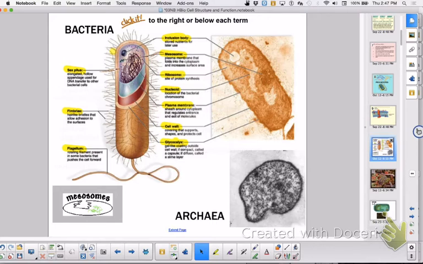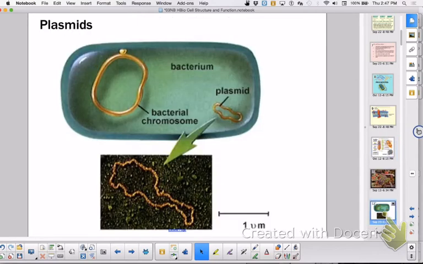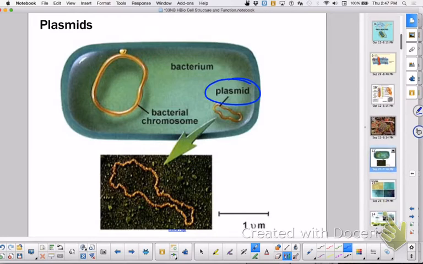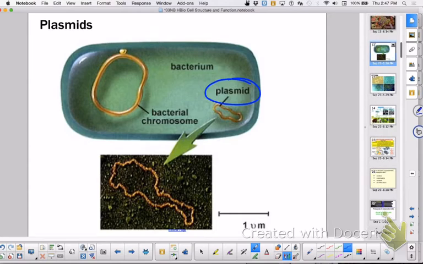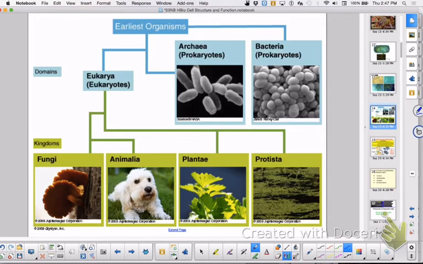Additionally, they could have inside of them an extra ring of DNA, and that's called a plasmid. And genetic engineers like to manipulate that, and you will as well. And moving on, let's look to this big picture item. Bacteria are prokaryotes, and archaea are also prokaryotes.